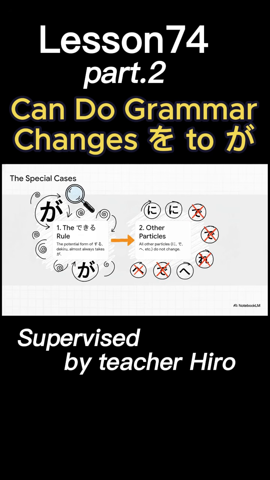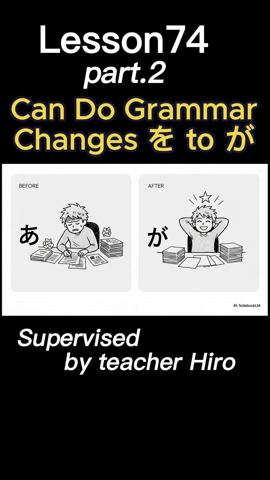First, the verb dekiru, which means can do, pretty much always wants to be paired with the particle ga. And second, all the other particles, the ones for location or direction, they just stay exactly the same. Simple as that. Let's dig into that first special case.